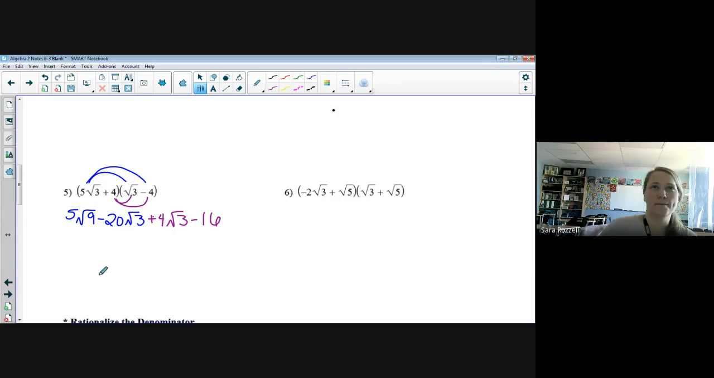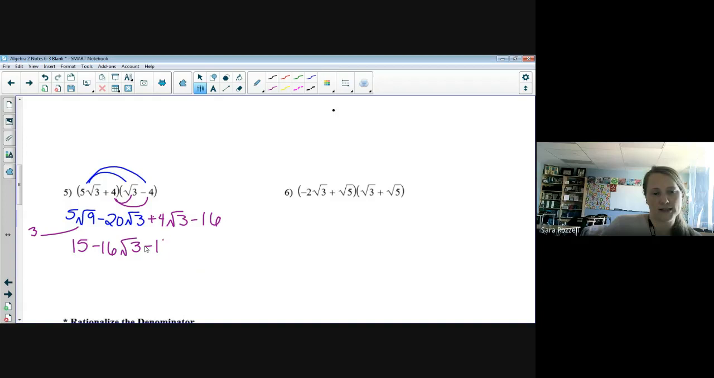What's the square root of 9? 3. So I'm going to replace the square root of 9 with a 3. So 5 times 3 is just 15. So I'm going to replace this with a 15. So if you need to make sure you remember, this is 3. Okay. So 5 times 3 is 15. Negative 20 root 3 and 4 root 3 make negative 16 root 3.